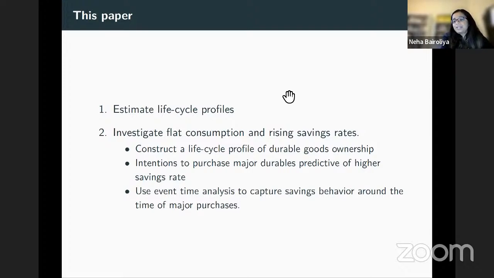First, we construct a life cycle profile of durable goods ownership, and we show that there is a very strong growth in the ownership of consumer durables over the life cycle. Second, we look at intentions to purchase these major durables and how they predict savings rate. And finally, we look at savings rate of households around the time of purchase of these consumer durables and see whether there are any patterns, and we do find very interesting changes in savings rate around durables purchase.